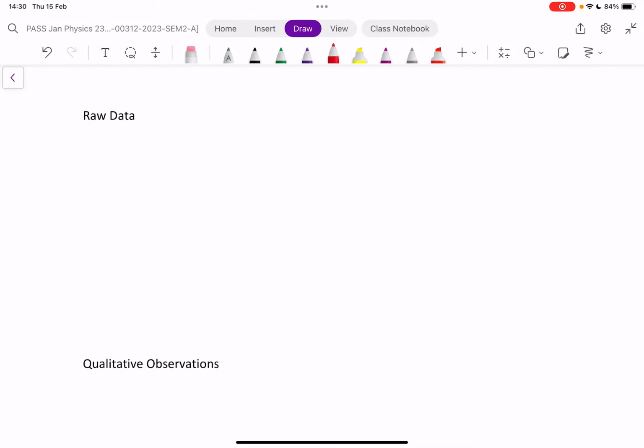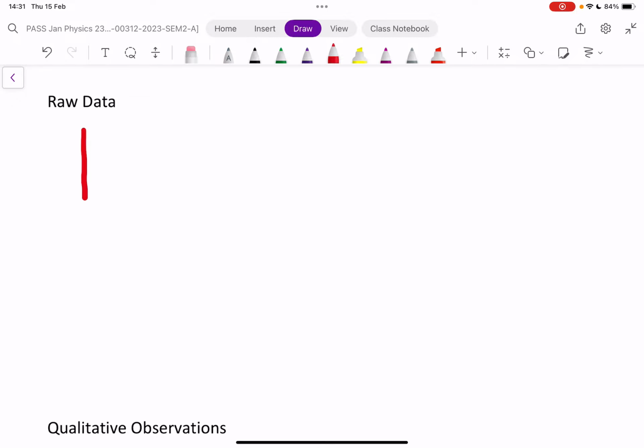The next part is going to be collecting the raw data. Now, for this, you just want to concentrate on the raw data and nothing else. So we want a table. And you've got to think, what are we trying to collect?